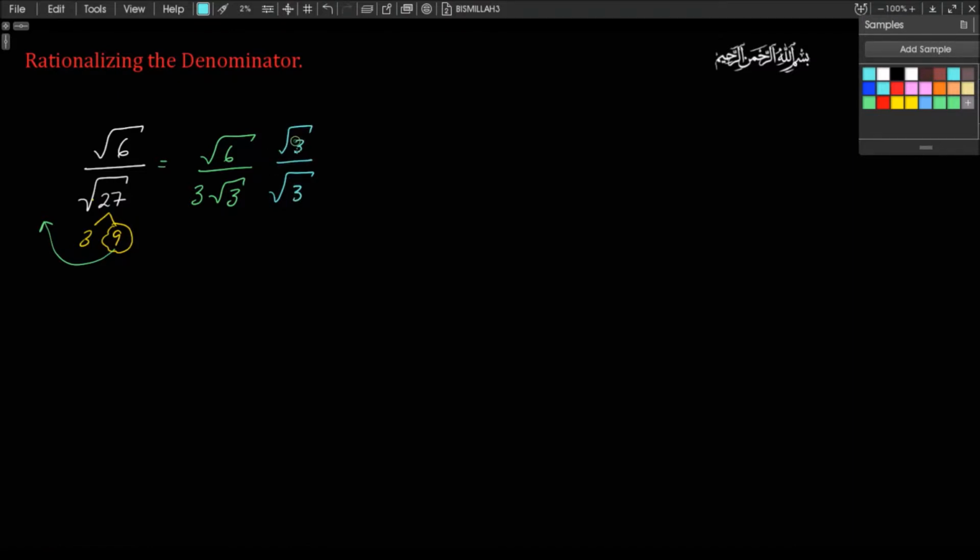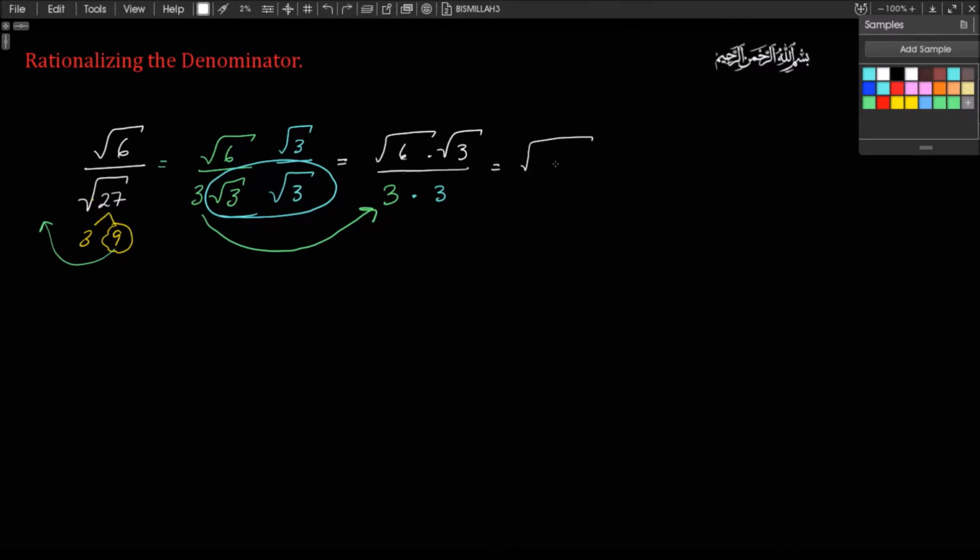It's much easier to multiply by square root of 3 than to multiply by square root of 27. Then we simplify this. The numerator will become square root of 6 times square root of 3, and the denominator will become 3, which is this 3 over here, times 3. Because square root of 3 times square root of 3 is just 3. But we're not done yet, because we have to simplify this further.